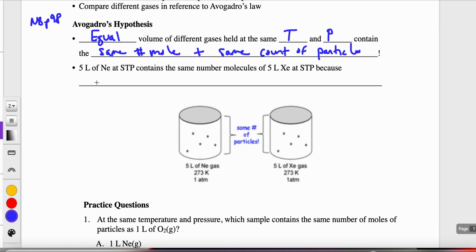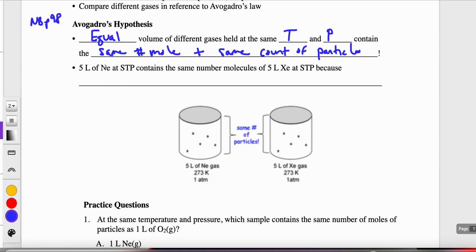So let's take a look at this question. If you have 5 liters of neon being held at STP, standard temperature and pressure, why does it contain the same number of molecules of 5 liters of xenon also at STP? So explain why they have the same number of molecules. So it's basically restating the hypothesis.